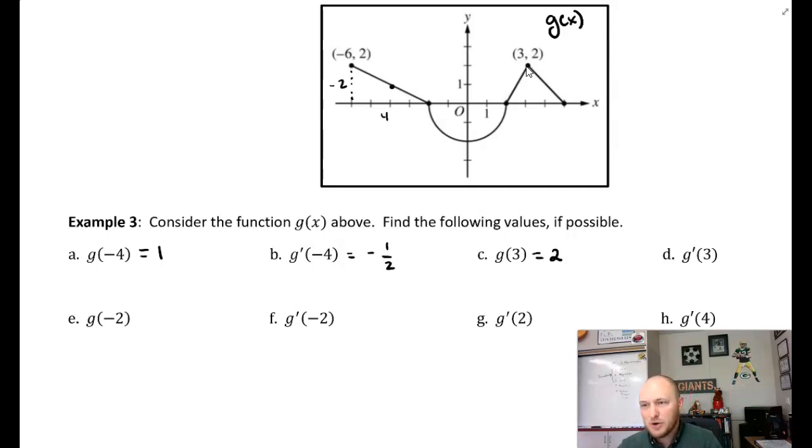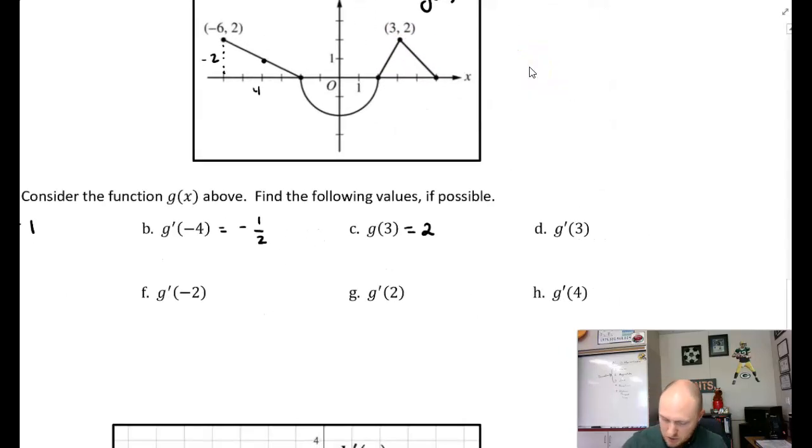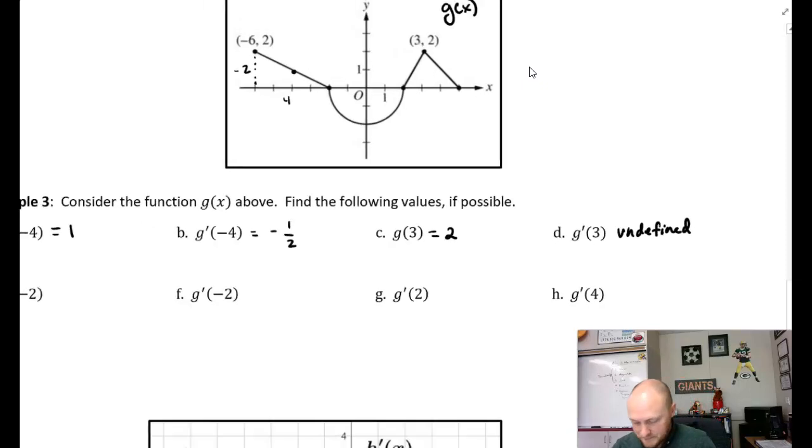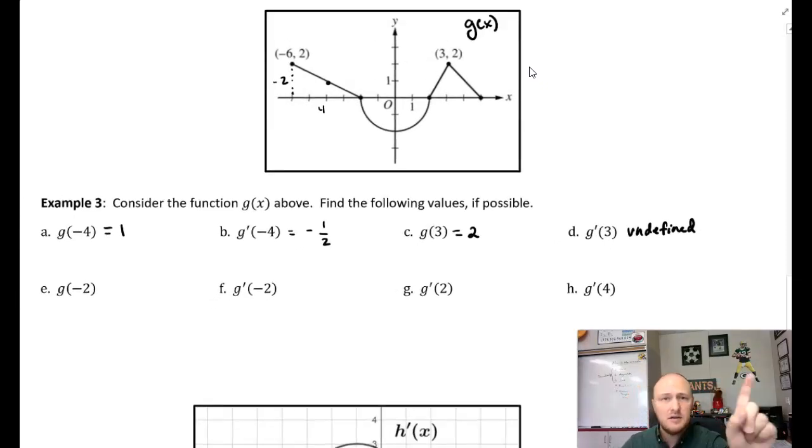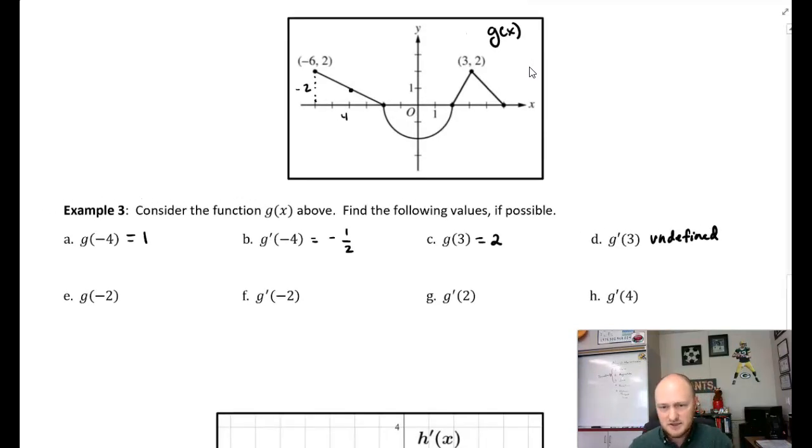What is g prime of 3? Oh, they want the slope at 3. Hey, that's a sharp turn. So g prime of 3 is undefined. It's not defined. Undefined. Not D&E. Only limits do not exist.